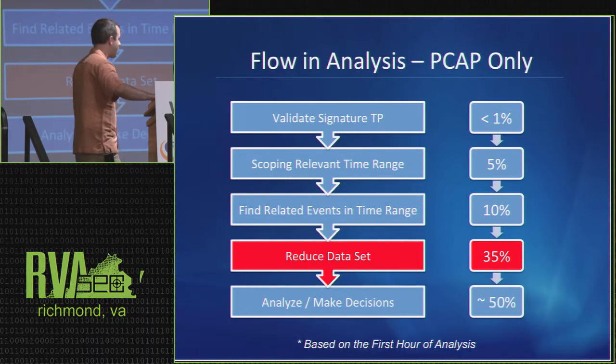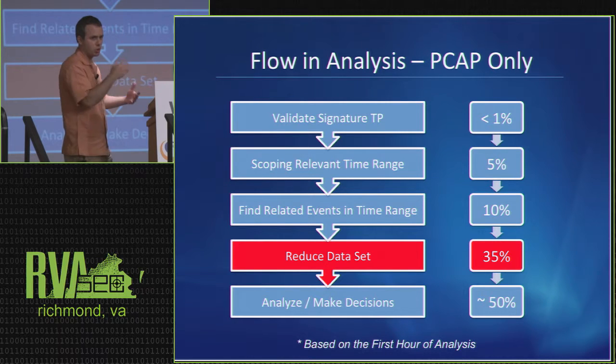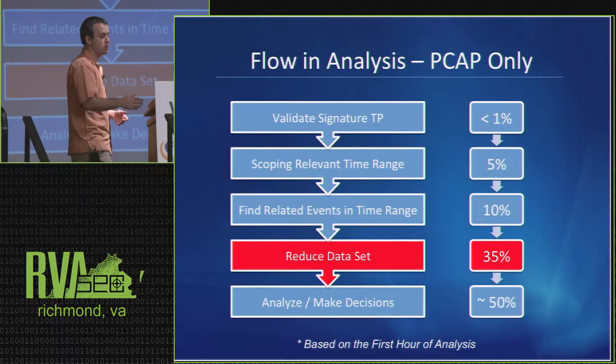So, analysis with flow data, kind of a summary of what it does for you. Previously, PCAP kind of gets you in a bind when you're actually reducing the data set. 35% of your first hour may be spent reducing that.